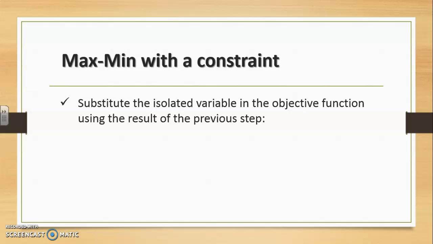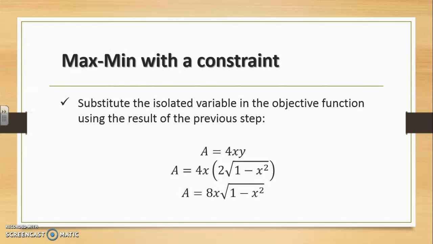Our next step said substitute the isolated variable into the objective function using what we had done in the previous step. So our maximization has to be applied to the objective function A equals 4xy, and we have just found that y must equal 2 root of 1 minus x squared. So we are replacing, this is why we call it a substitution method. We are substituting y by its relationship to x. So 8x times the root of 1 minus x squared.